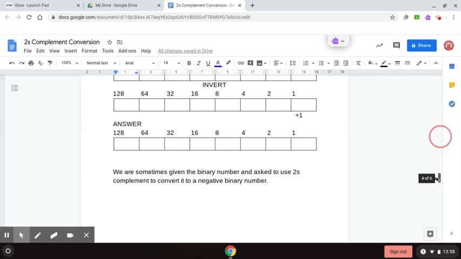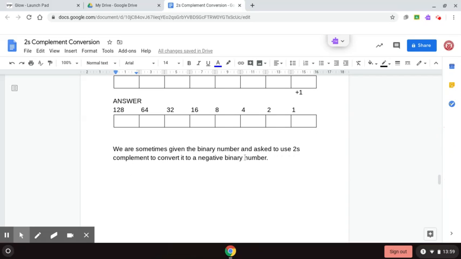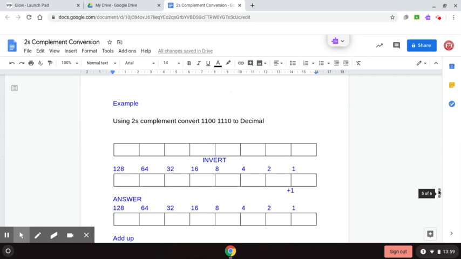And the final wee thing is, sometimes you're actually given the binary number and you're asked, using 2's complement, to convert it to a negative decimal number. So these are the kind of questions you might get. Using 2's complement, convert 1100 1110 to decimal. So what you would do is you'd lay it out, 1100 1110. Okay, and you would invert them.